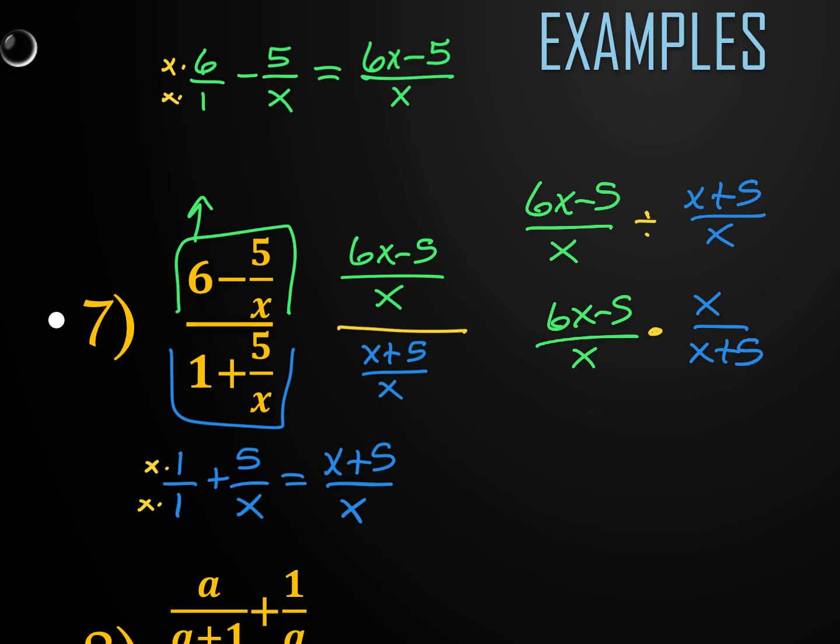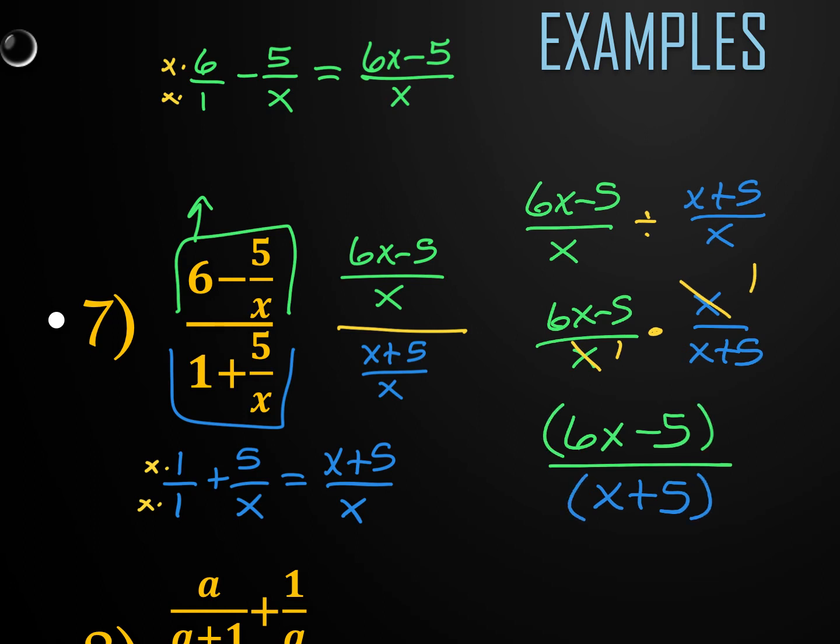Now I'm going to look for things to simplify. The only thing I can simplify are the x's. I can't simplify the x and the 5, so I'm just going to multiply what's left. So 6x minus 5 times 1 over x plus 5. Again, these are attached. The only way to simplify is it would need to look identical. If I could pull a GCF out of this, then I'd be able to simplify, but I can't. So I'm done.